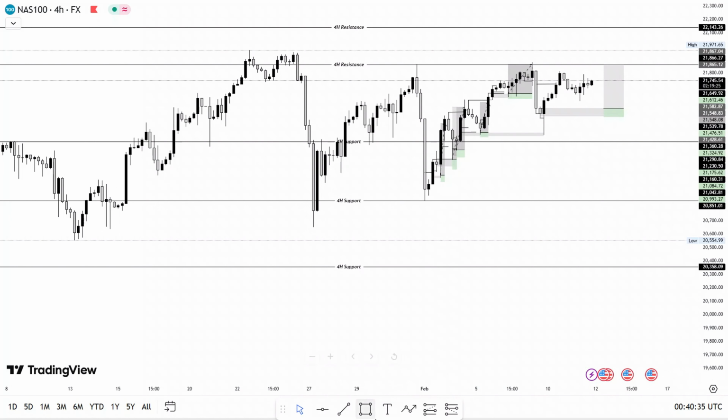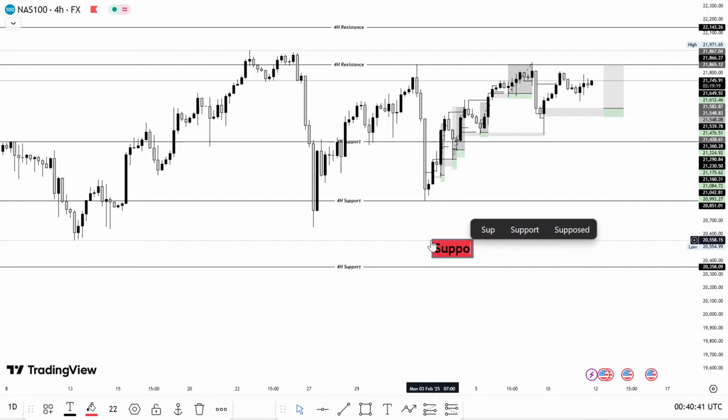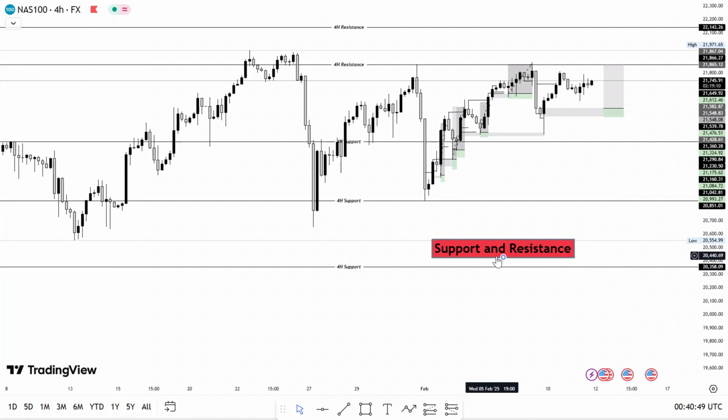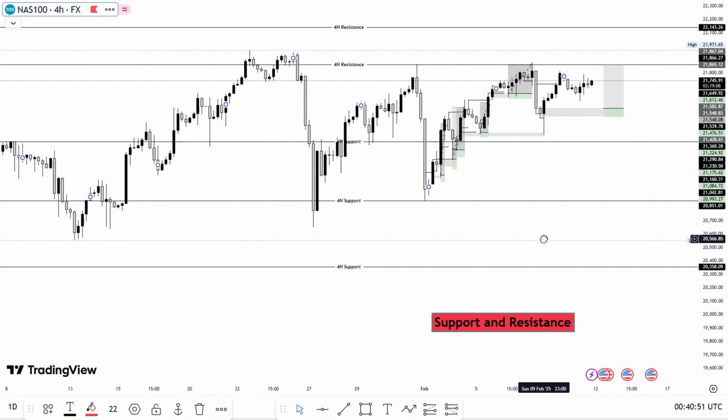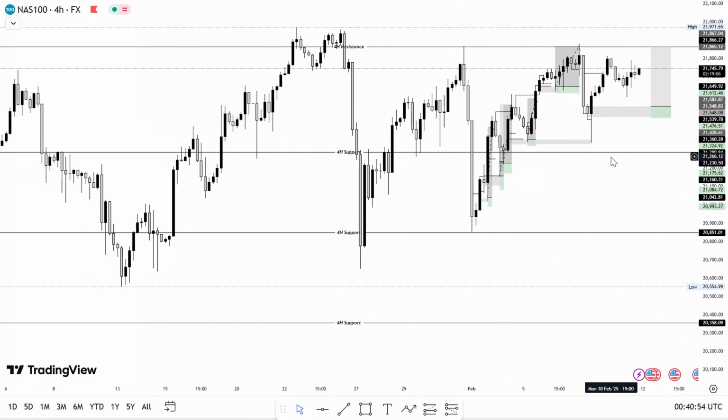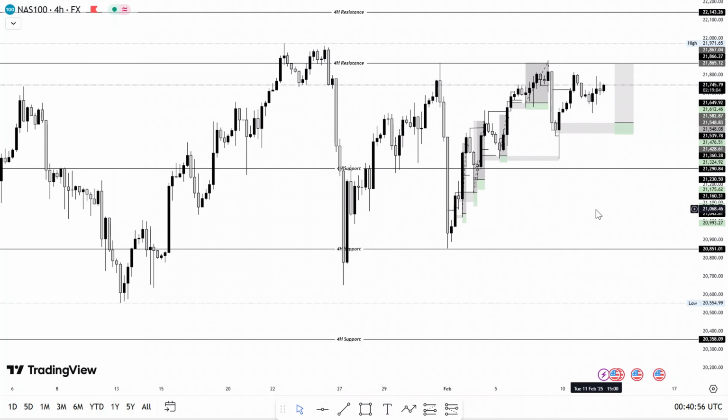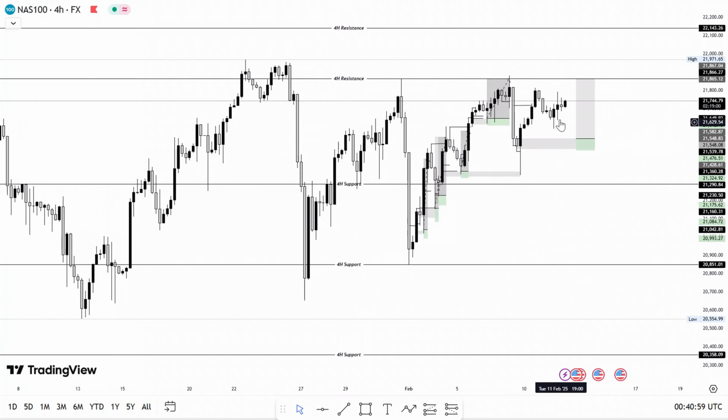So starting from the 4-hour time frame, since I'm a day trader, what you are basically looking out for on the 4-hour time frame is your key levels, like your support and resistance. Now, this is how you are going to identify them and label them correctly.